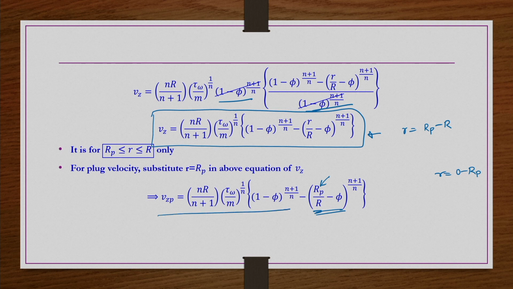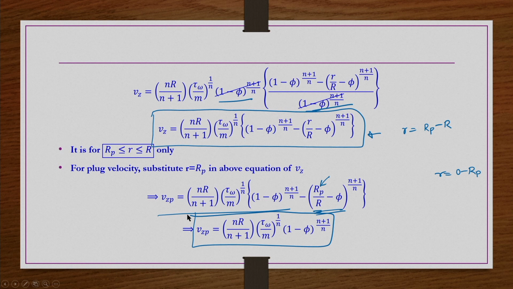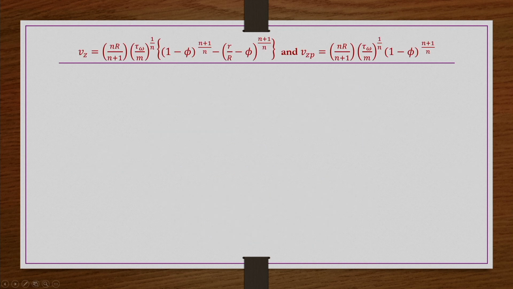So, Vzp is nothing but this term, (nR/(n+1)) (τw/m)^(1/n) (1 − φ)^((n+1)/n). This is what we get. This is valid for only the plug region. So, now we got both the velocity profile in the deforming region and the constant velocity expression in the non-deforming plug-like region.